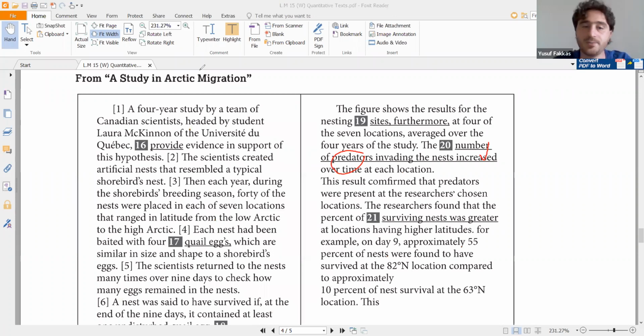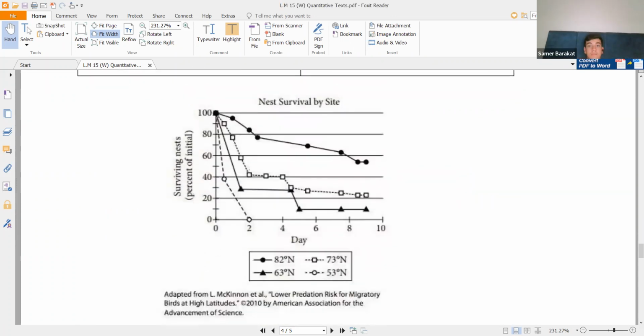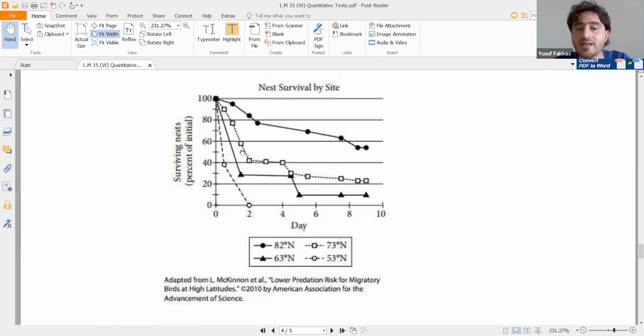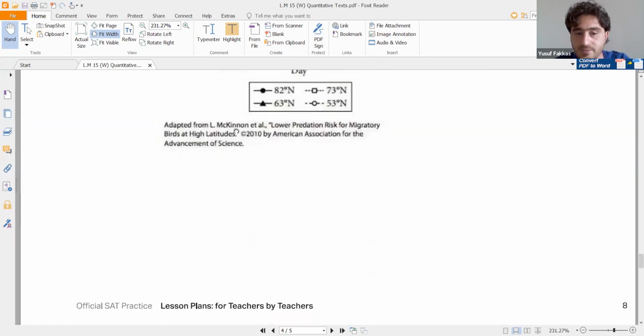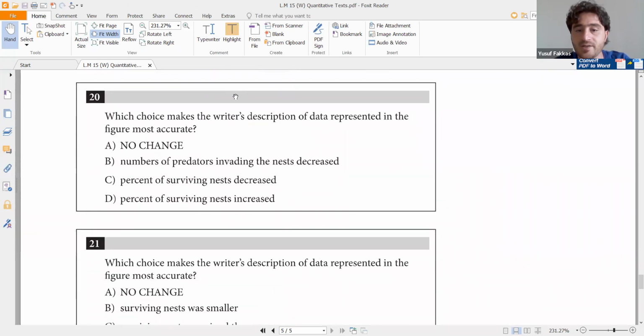Yes. However, just ask yourself this question. Did they tell us anything about the number of predators? No. So that's tricky. The answer is not A. It makes sense, it's logical. But we have no idea about the number of predators in this figure. What does the figure show? It shows us the number of the surviving nests.